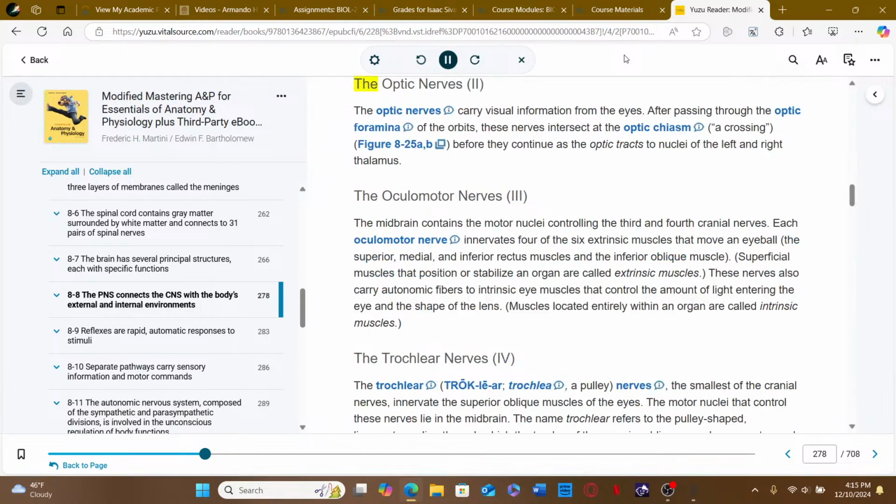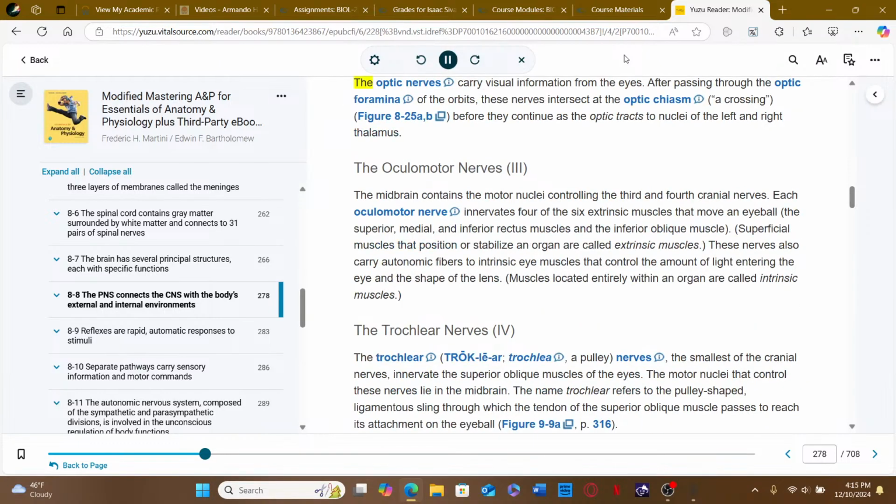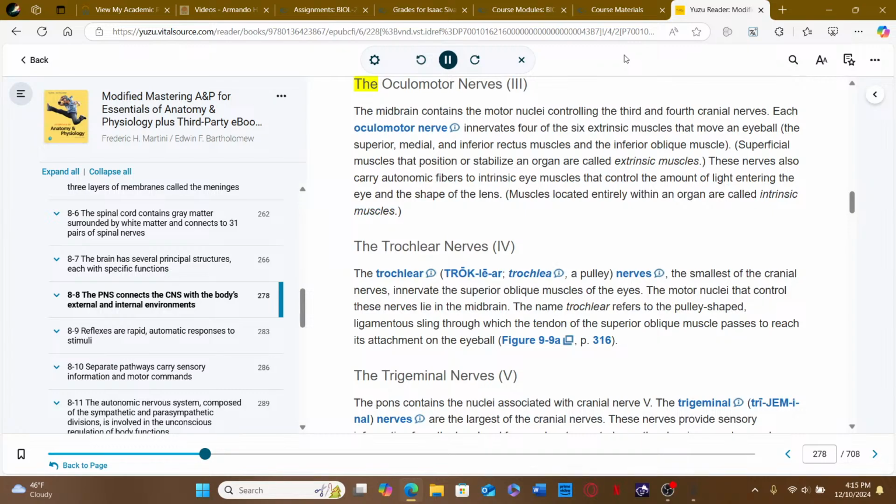the brain. The optic nerves, 2. The optic nerves carry visual information from the eyes. After passing through the optic foramina of the orbits, these nerves intersect at the optic chiasm, a crossing, Figure 8-25AB, before they continue as the optic tracts to nuclei of the left and right thalamus.